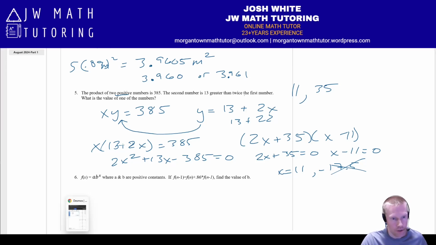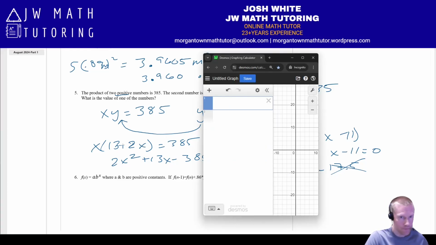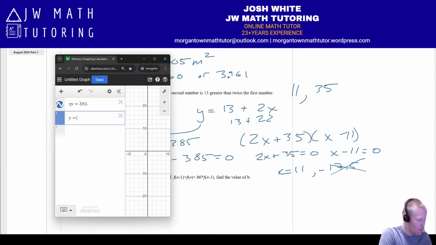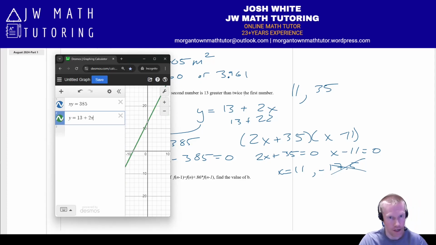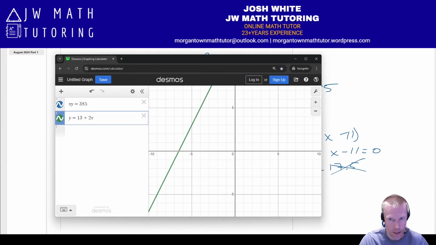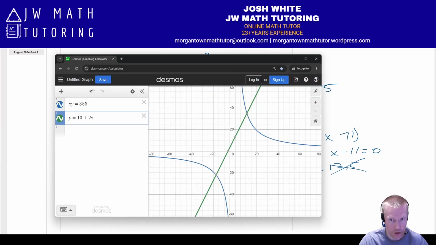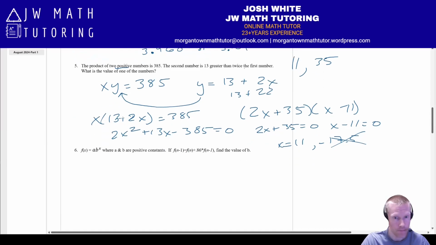Now, just to show you, if we go to Desmos, it's going to be so much quicker to solve this just by graphing these two things and looking for the intersection. All right, so let's zoom out. Okay, so notice there's 2 points where they intersect, right? Right here, obviously these are negative numbers. We don't want that. Right here. So what are our two possible numbers? Well, 11 is one of them, 35 is another one. So much quicker, once you get the equations, just go straight to Desmos and do it there.